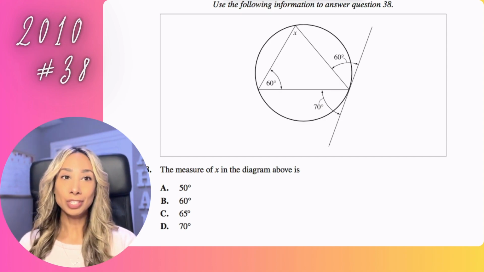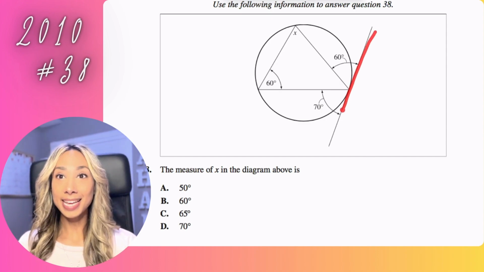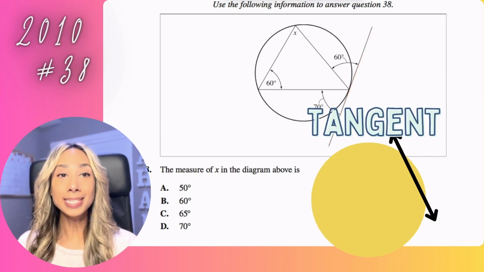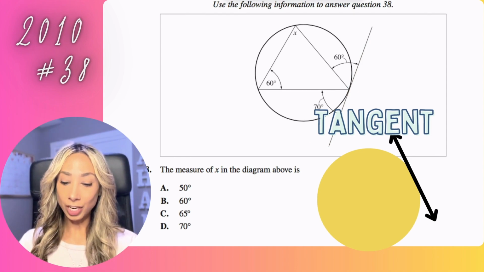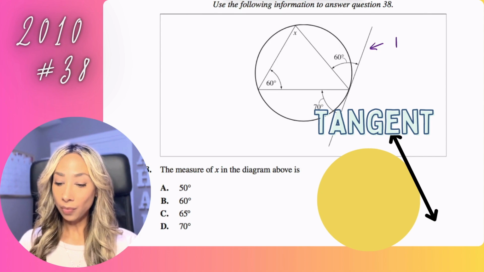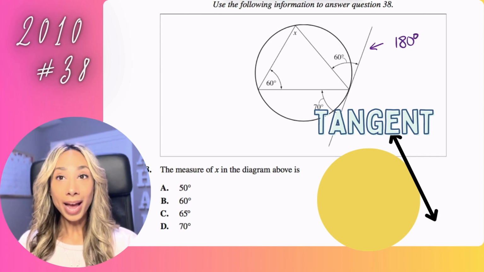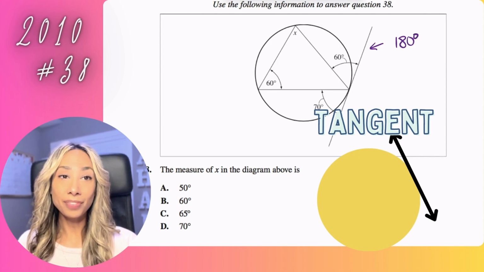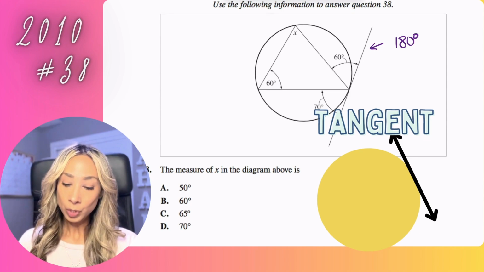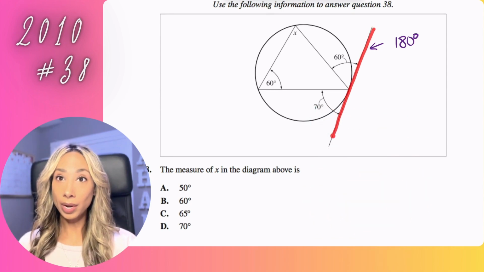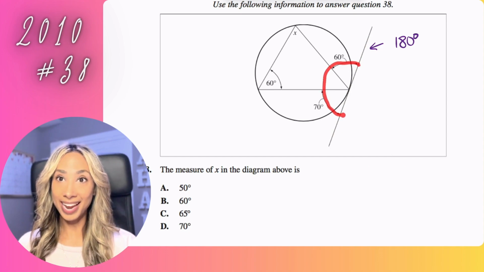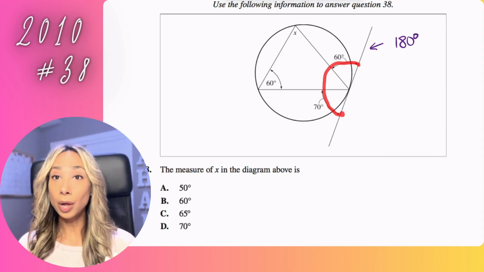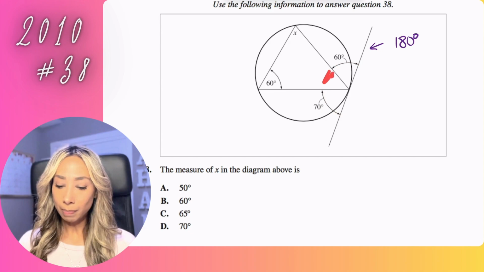A couple of things to notice here. The first thing is they gave us a tangent. Now remember, a tangent is a straight line, and because it's a straight line, it is actually going to have an angle of 180. So that means we can use that to figure out the angles of everything else. If this whole portion is 180, meaning from here to here is 180, we can subtract our unknown angles to figure out the missing angle here.